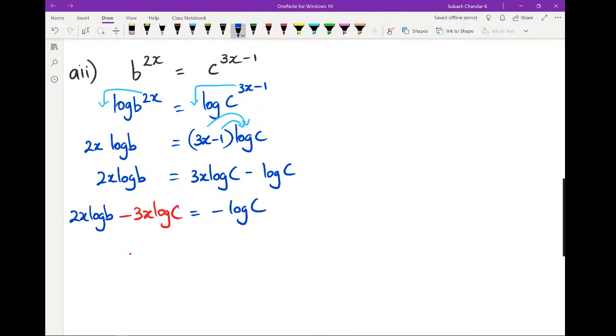So at this point we've actually got x as a common factor, so we're going to take x out as a common factor, and what we're going to end up with is 2 log b minus 3 log c, and that's equal to minus log c.